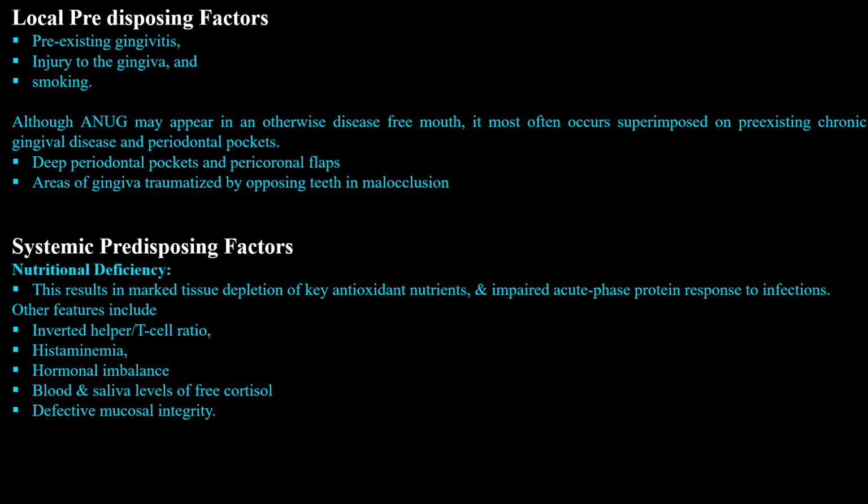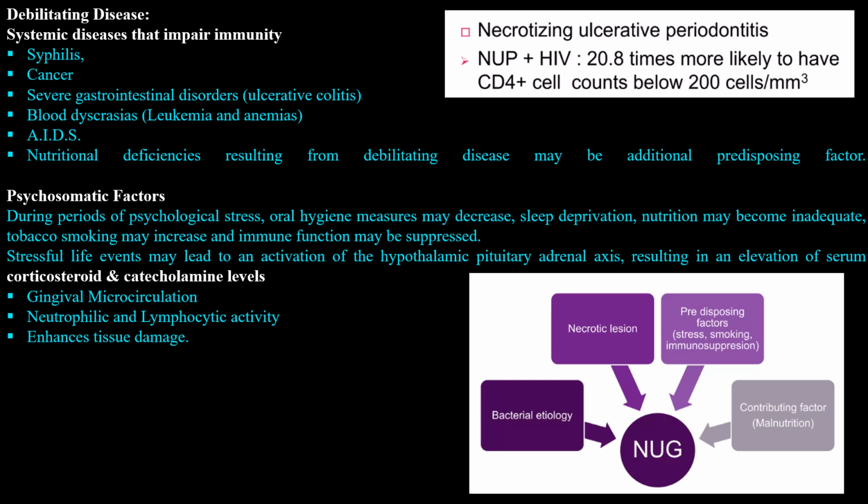Other things that can happen in nutritional deficiency are an inverted T cell ratio, histaminemia, hormonal imbalance, increased levels of cortisol, and defective mucosal integrity. All of this will again predispose to ANUG. Other factors that might predispose to ANUG are systemic diseases which impair immunity, like syphilis, cancer, gastrointestinal disorders like ulcerative colitis, blood dyscrasias like leukemias and anemias, and acquired immune deficiency syndrome, and nutritional deficiencies, which in the long term might cause debilitating diseases. All of this might predispose to ANUG.